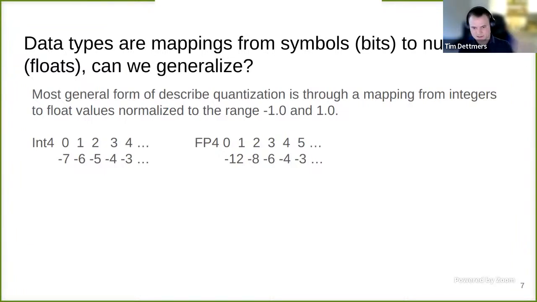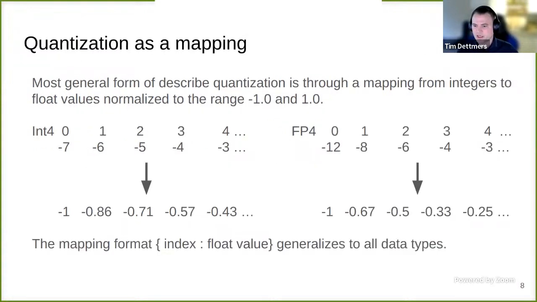So for 4-bit data types, you have 16 different values. We can describe it as a mapping from these 16 different indices to a particular floating point value. And the problem is different data types have different ranges. So if we want a general scheme to represent all data types, what we can do is normalize them into the range -1 to 1. And that looks like this. So we have an int4 data type and a floating point 4 data type. And now they're in the same range, and they map basically from a sequence from 0 to 15 to these floating point numbers.